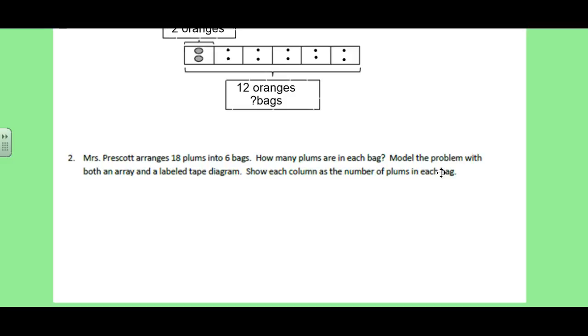So what we have been doing is we've been drawing equal groups and then we've been drawing a tape diagram, but I think that we're good with that now.